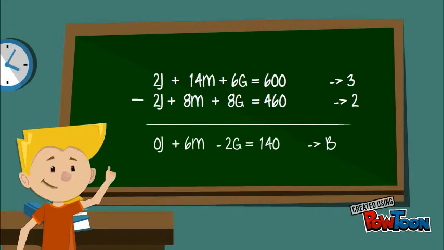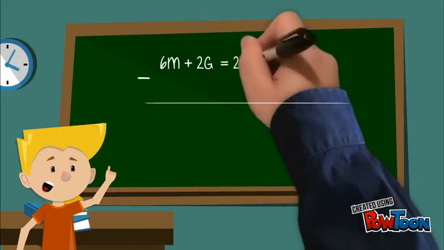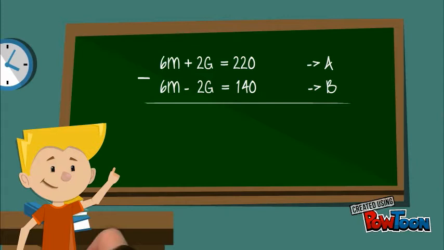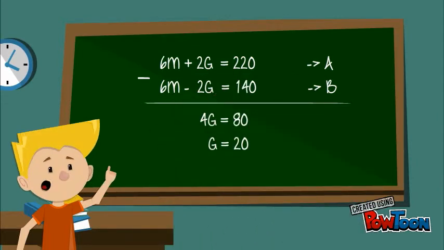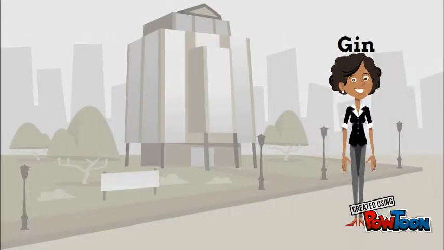And now we have two equations from which we can easily eliminate M and be able to solve G. 6M plus 2G equals 220, minus 6M minus 2G equals 140. 4G equals 80. By dividing 4 on both sides, we should get G equals 20. Therefore, Jean receives $20 per hour.